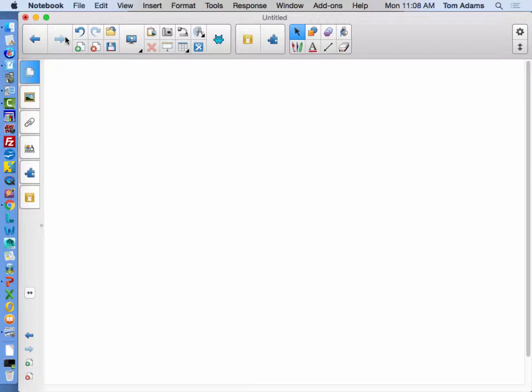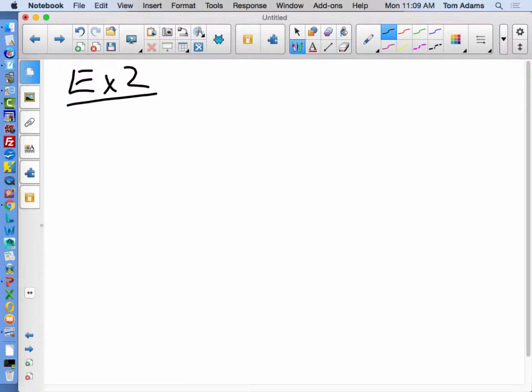And so example number 2. Look at this. I've got 6n squared plus 9n. Now I want to show you guys something cool. The greatest common factor, there's this long, complicated way to do it.